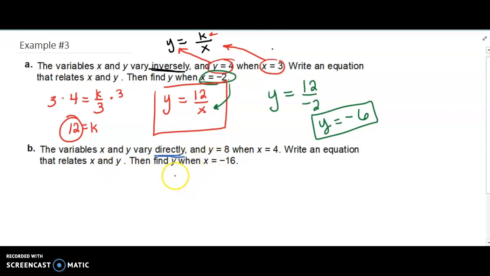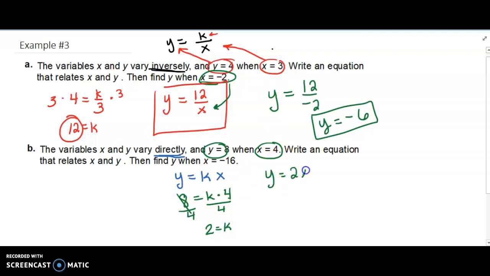So we're going to do the same thing, but when we're varying directly, that means y equals some constant k times x. And then it gives me a value of x and y here. So x is 4 and y is 8. So if I plug those in, 8 equals k times 4. To solve for k, I would multiply by 4 on each side, and I get 2 equals k. So to give the equation of this line, it would be y equals 2x. That would be my equation.